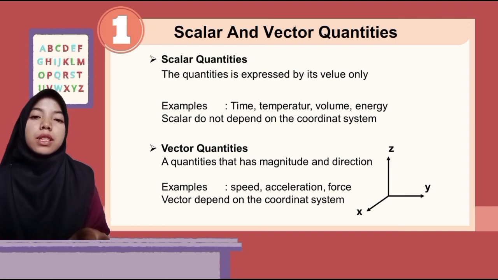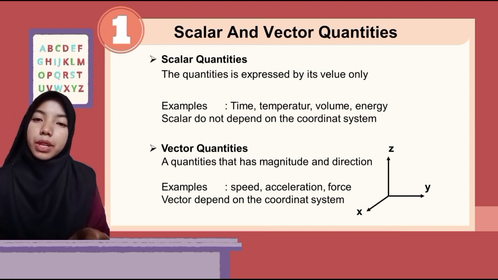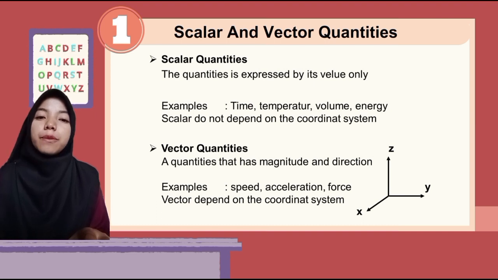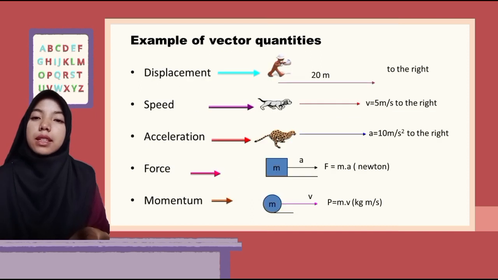Meanwhile, vector quantity is quantity that has both magnitude and direction. Examples are speed, acceleration, and force. Vectors depend on the coordinate system. Observe the following example. Scalar quantities only have magnitude without direction. Then notice the example of the vector quantities. They have both magnitude and direction.